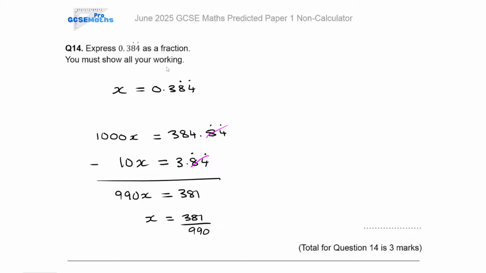Now, because mine hasn't said to simplify, you could leave your answer like this. If they tell you to give the most simplified answer, then obviously you would have to simplify it. I haven't said that in this one, so they would be happy with 381 out of 990. That would be fine, but if you did simplify it, it does simplify to 127/330. You could write that. That's also fine. So some kind of equivalent of 381/990 is fine.